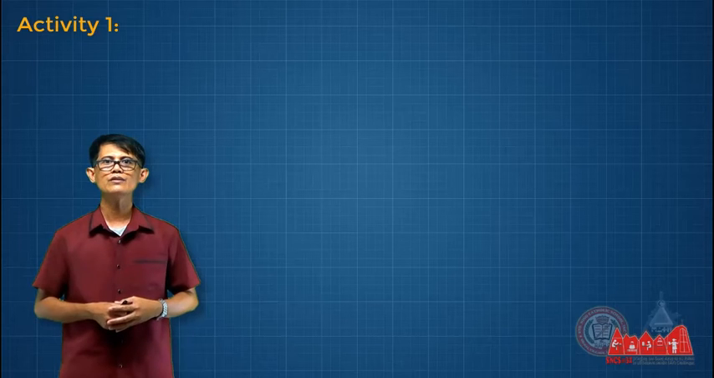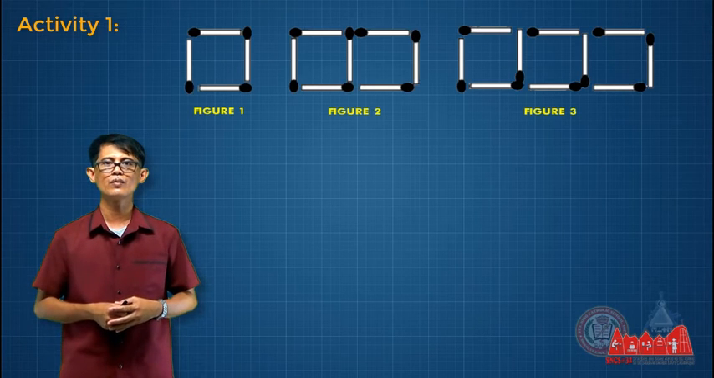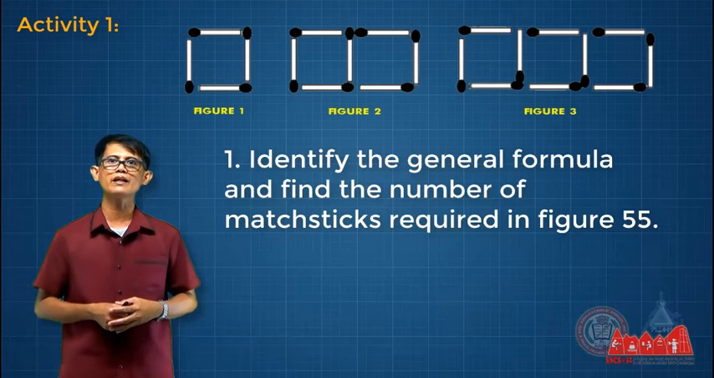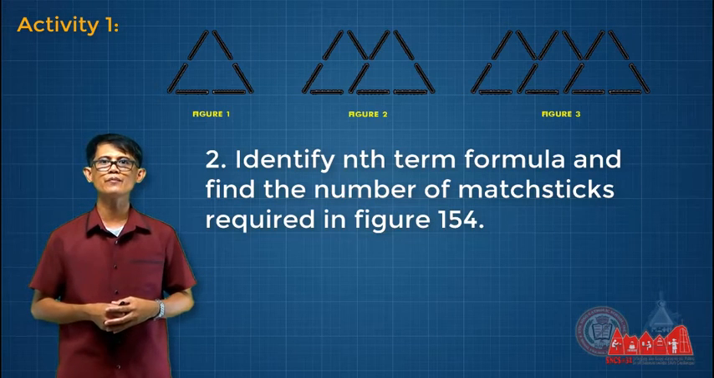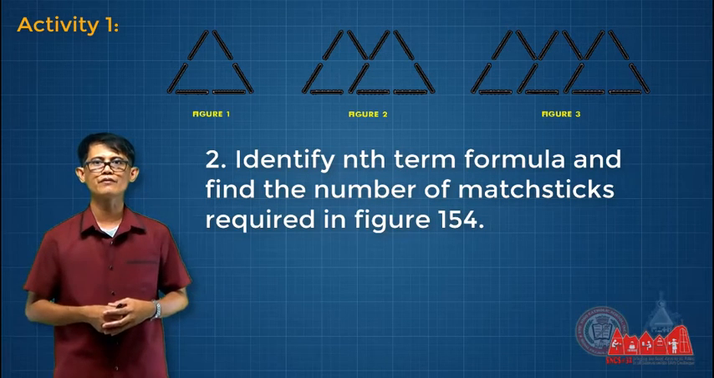Activity 1. Now try this figure sequence. Number 1. Identify the general formula and find the number of matchsticks required in figure 55. And number 2. Identify your nth term formula and find the number of matchsticks required in figure 154.